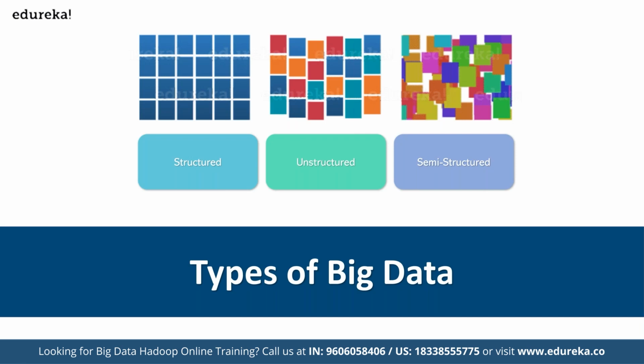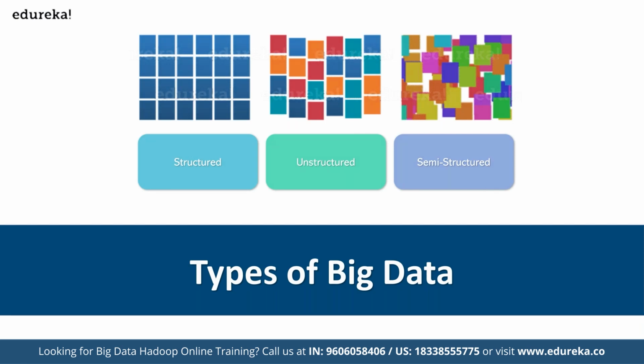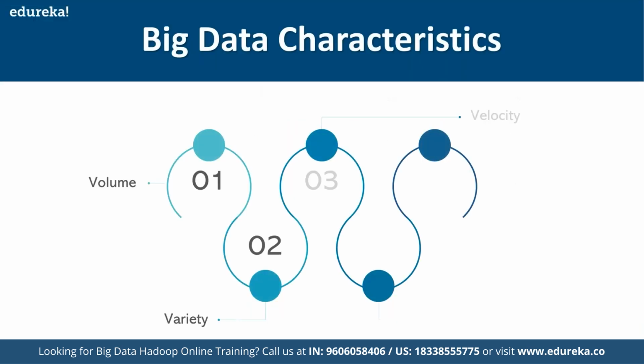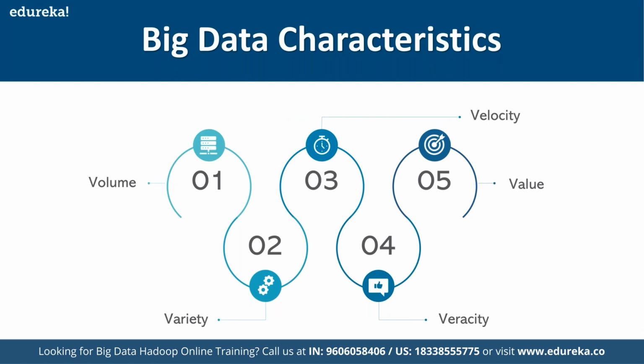And structured data is merely 5 to 10% of the total big data volume that we have in front of us today. Okay, so now let's have a look at what is big data. What are those properties of a data set that makes it big data? The very first property is the volume of the data.